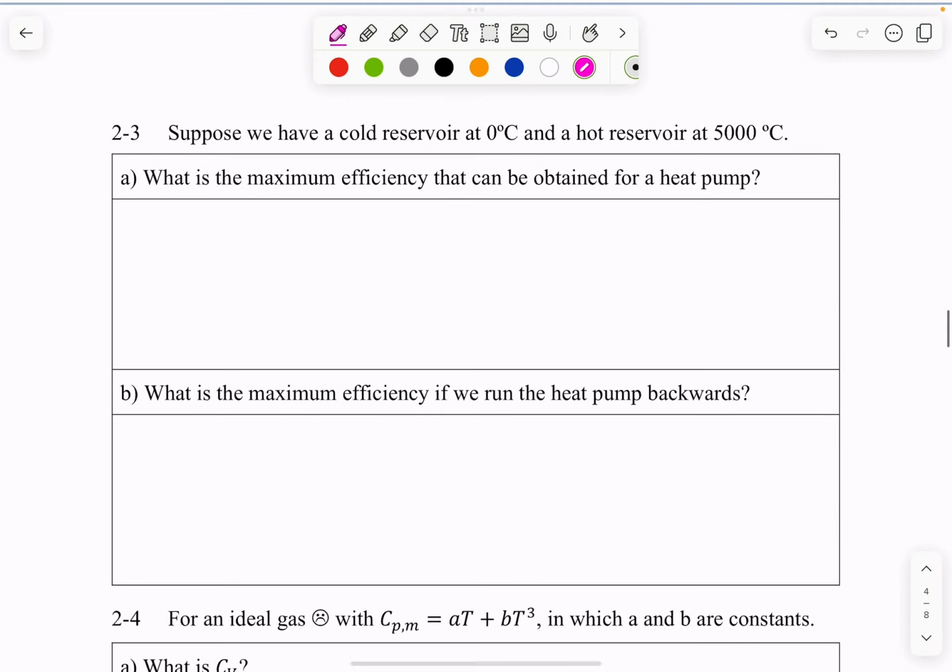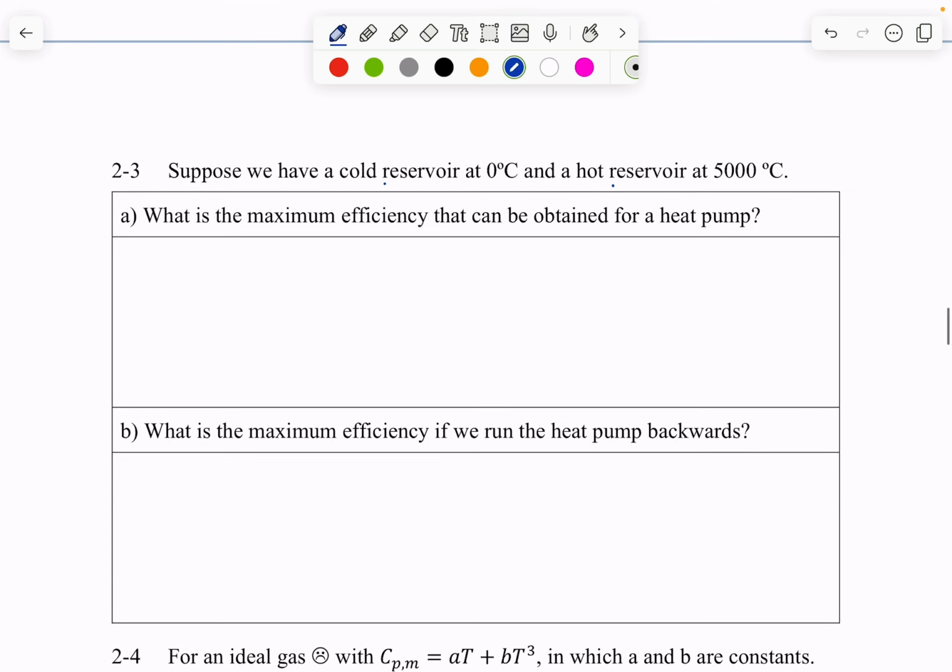All right, next up. This one is a little bit challenging because it requires you to use 2 different types of knowledge. The first type is qualitative. Say we have a cold reservoir at 0 degrees and a hot reservoir at 5,000 degrees Celsius. Let me just translate that into Kelvin. What it asks is, what's the maximum efficiency that can be obtained for a heat pump? So effectively, what we are asking is what is the maximum efficiency?